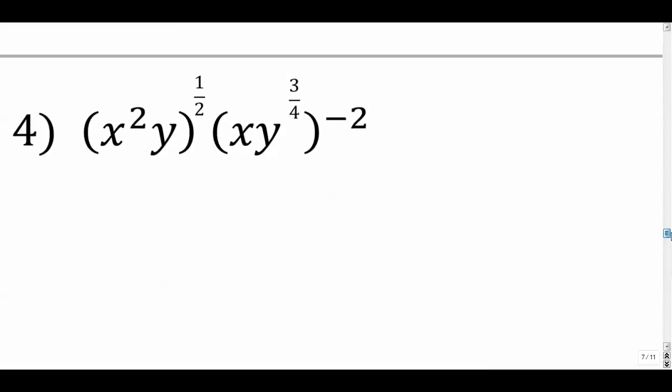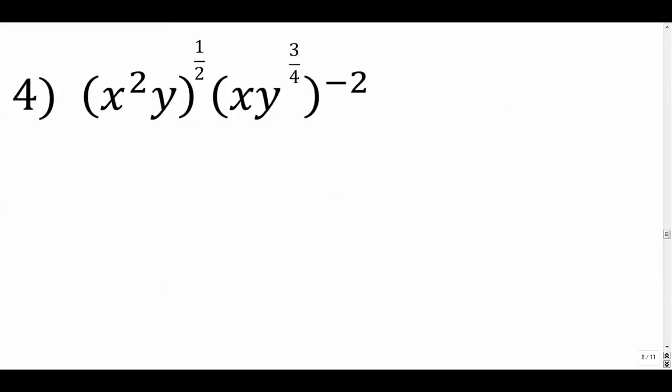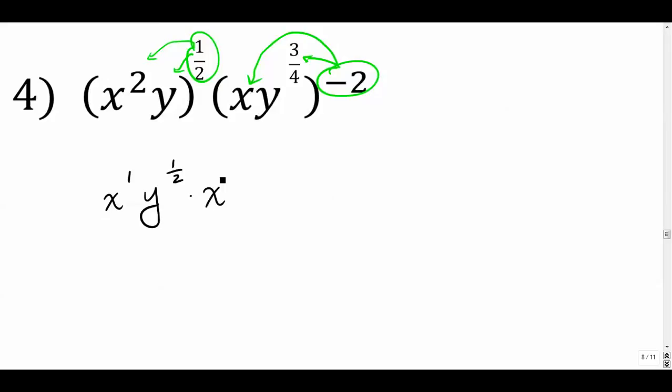Number 4. Alright, so let's see if we can take this and distribute it inside, and take this and distribute it inside. So we get x to the first, 2 times a half is 1, times y to the 1/2, times x to the negative 2, times y to the negative 6 over 4. Negative 6 over 4 is negative 3 over 2. Alright, so this simplifies x square root of y. Well, I'll leave it as y to the 1/2 for a second.